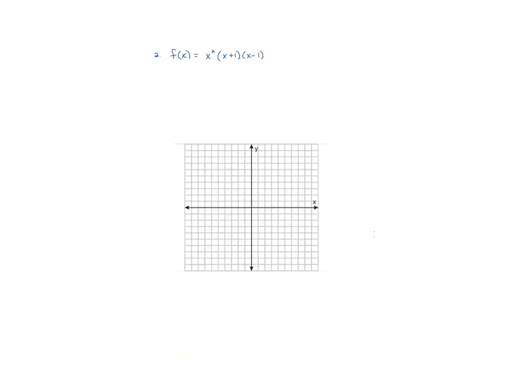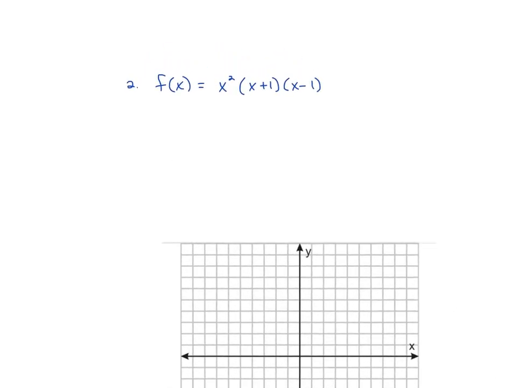Here's another one. This one's already factored for us. Now, notice for my end behavior, I'm not just looking at the x squared. I've got to count how many x's I have. And I actually have 4 x's here. So this is going to be an end behavior of an x to the 4th, which means the ends are going to go up.